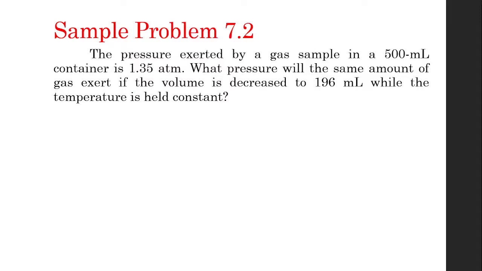The pressure exerted by a gas sample in a 500 mL container is 1.35 atmosphere. What pressure will the same amount of gas exert if the volume is decreased to 196 milliliters, while the temperature is held constant? So let's write our given. First, the pressure exerted by the gas sample in a 500 mL container. So this 500 mL container is our first volume. Because mL is a unit of volume, that's 500 mL. So we started with a 500 mL sample of gas, and the pressure exerted by this volume of gas is equal to 1.35 atmosphere. So your P1 is equal to 1.35 atmosphere.